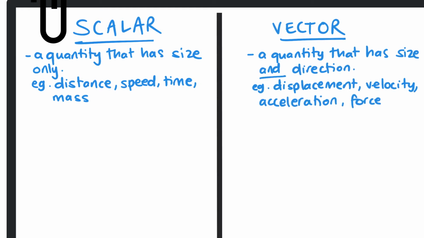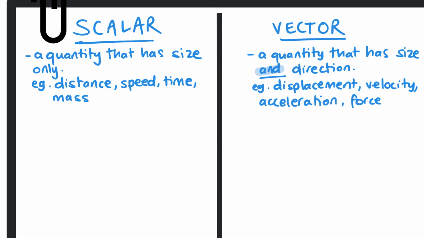So we'll start off with the difference between a scalar quantity and a vector quantity. All physical quantities can be split into these two groups. Scalar quantities are ones that have size only, whereas a vector quantity is one that has size and direction. Now we're going to look at some of these scalar quantities in turn and then look at their vector counterparts.